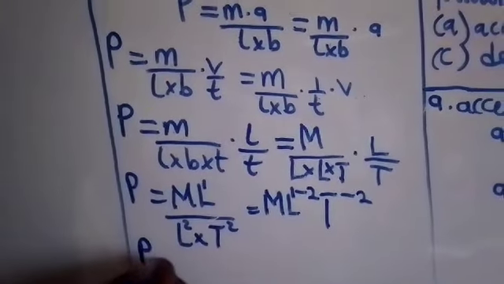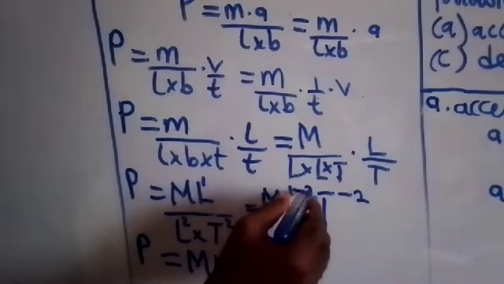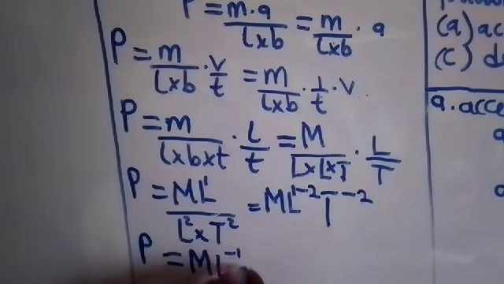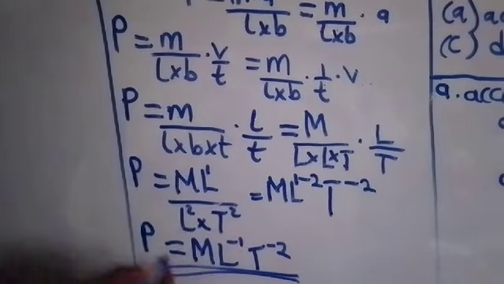What do we have as pressure? We write our M, L, 1 minus 2 is minus 1, T raised to power minus 2. And this is the dimension for pressure.